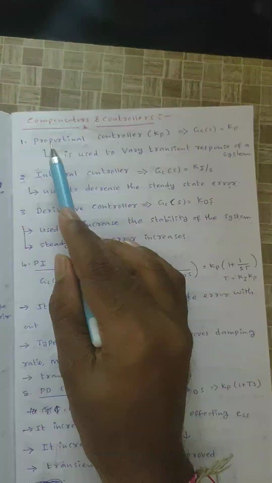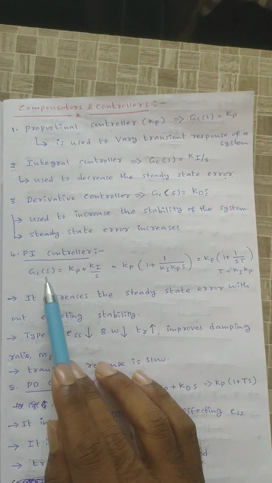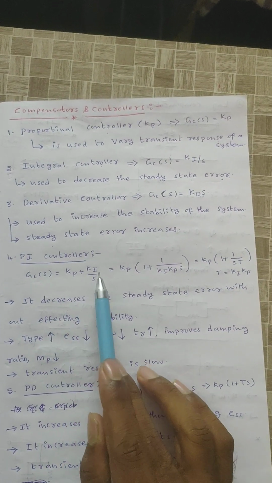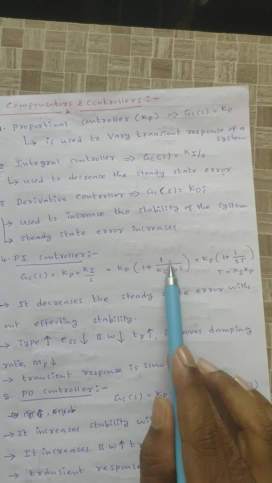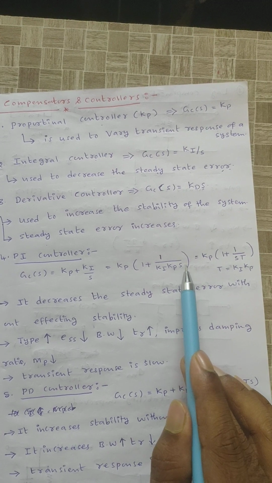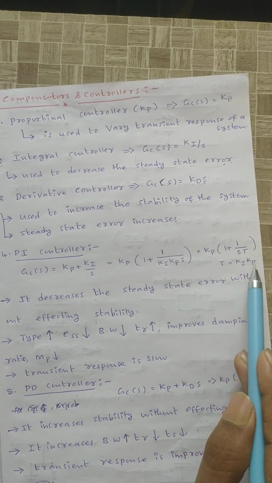Now we can combine the proportional plus integral and proportional plus derivative controllers. That is gc of s is equal to kp plus ki by s. If I take kp as common, 1 plus 1 by (ki into kp into s), right? That means 1 plus 1 by sT, where T is equal to ki into kp.